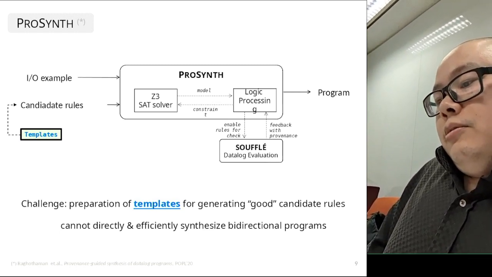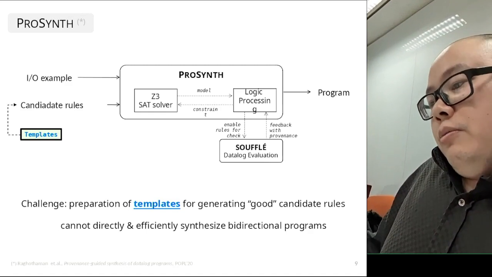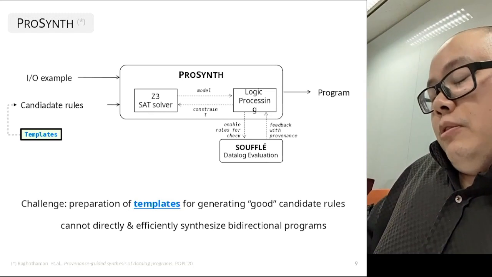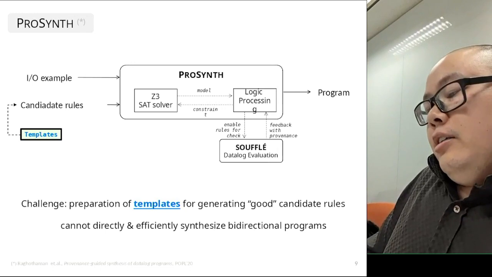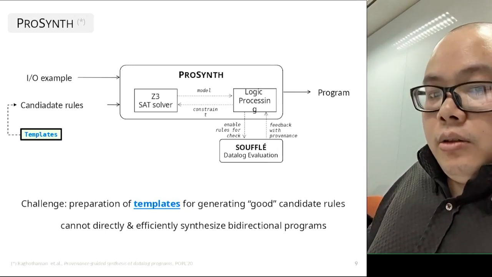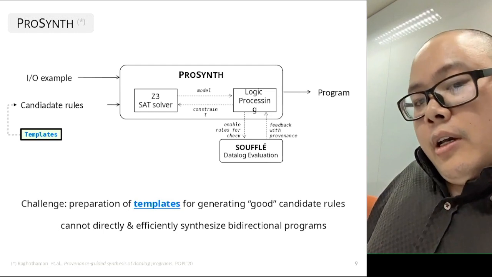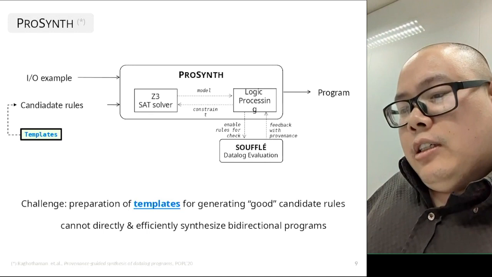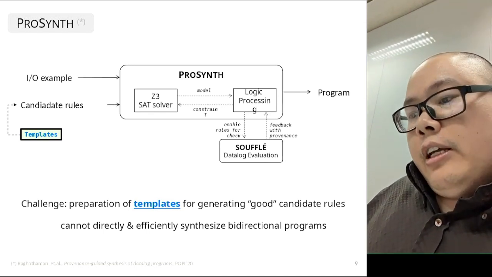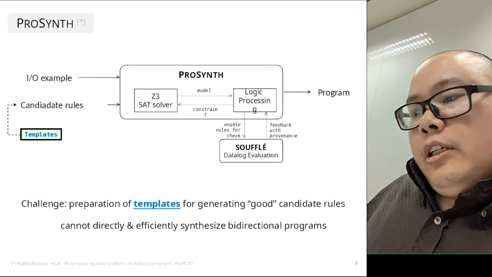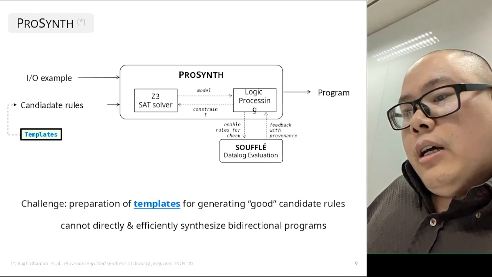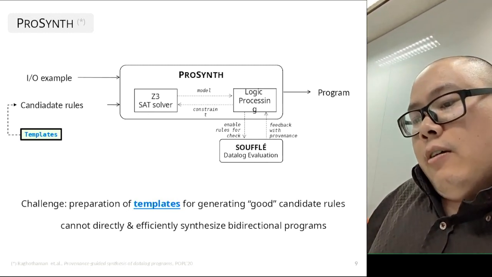One of the challenges in using ProSynth is preparing good templates for generating the candidate rules. This challenge makes it difficult for ProSynth to directly synthesize the bidirectional program, because we cannot use common templates for both query and view update. And normally, with such templates, the candidate rules for synthesis of get and put have no clear relationship. That's why the well-behavedness property is not achieved.